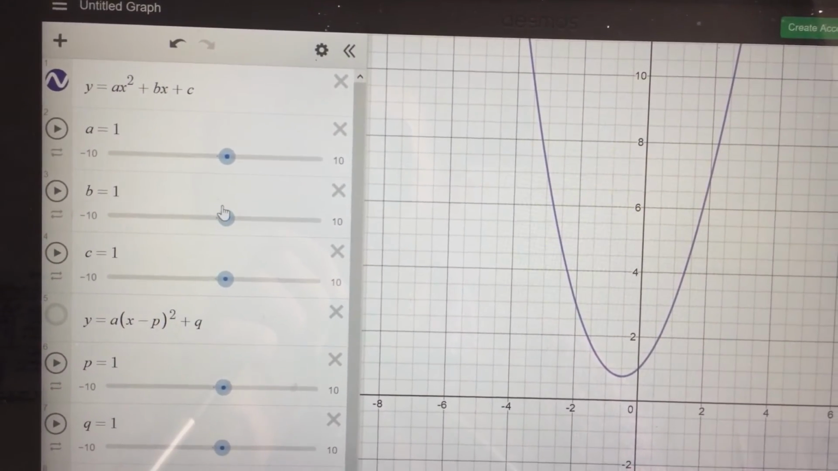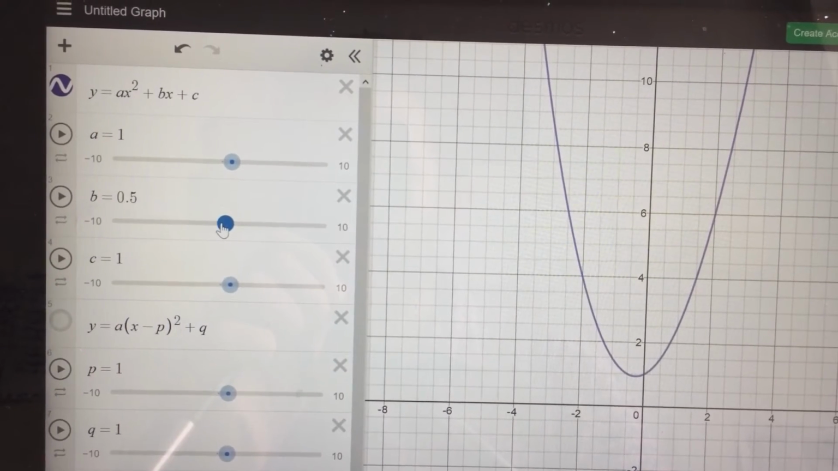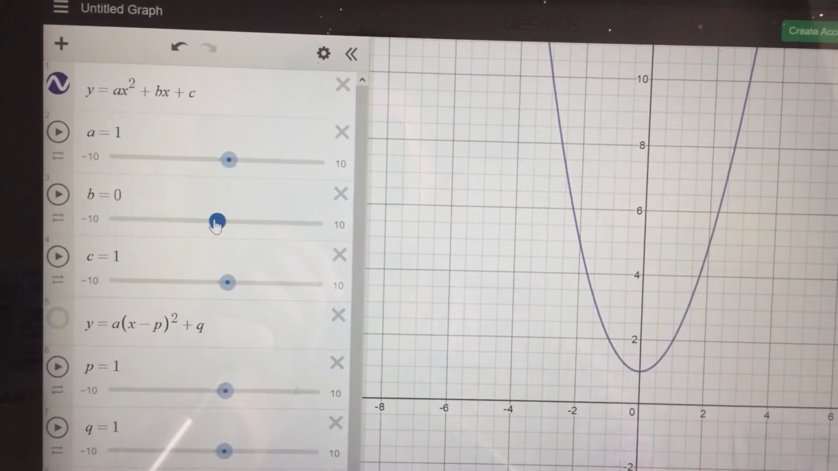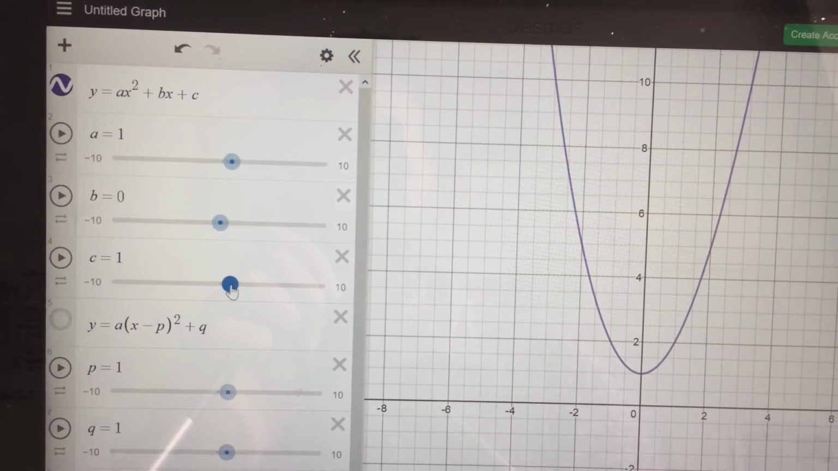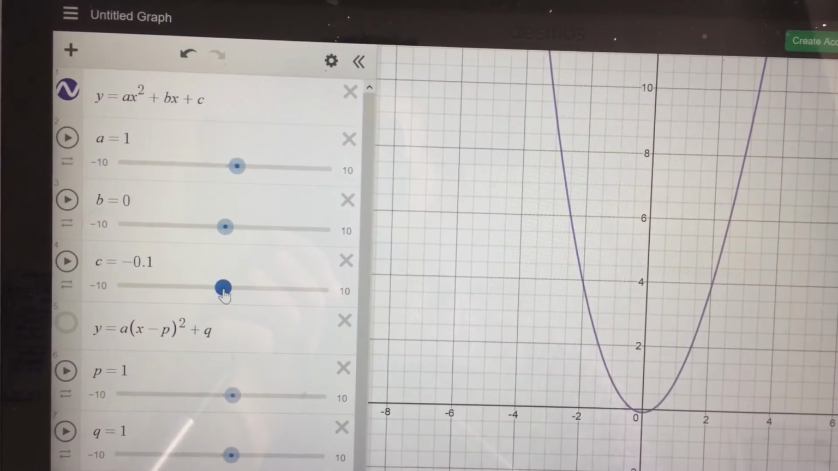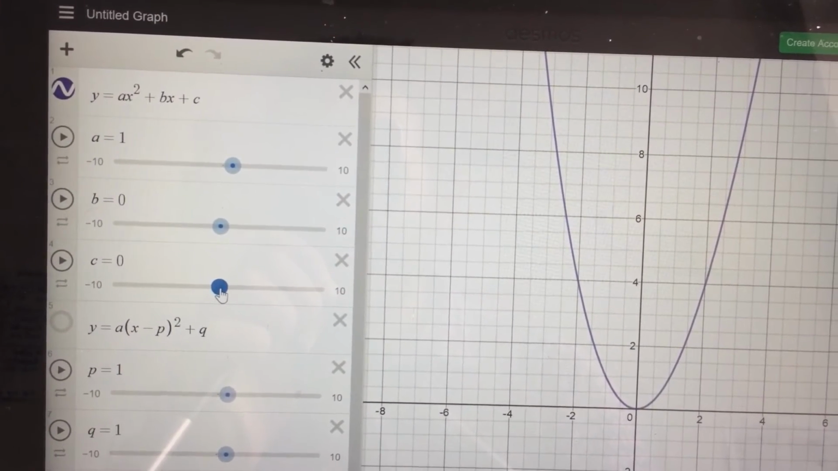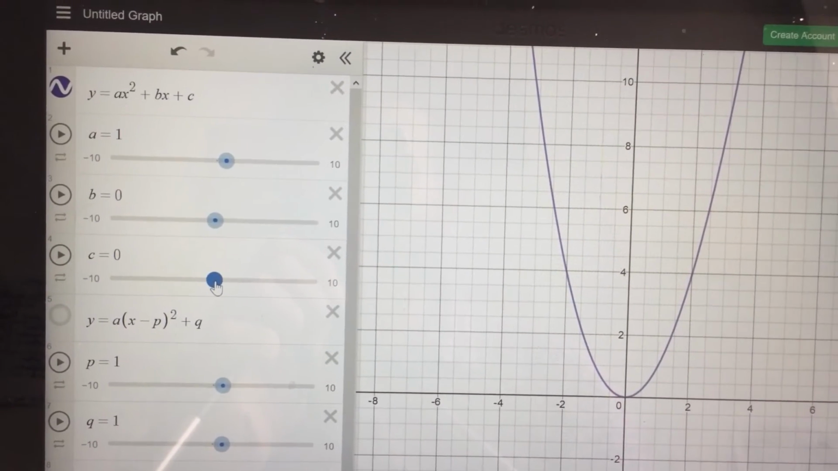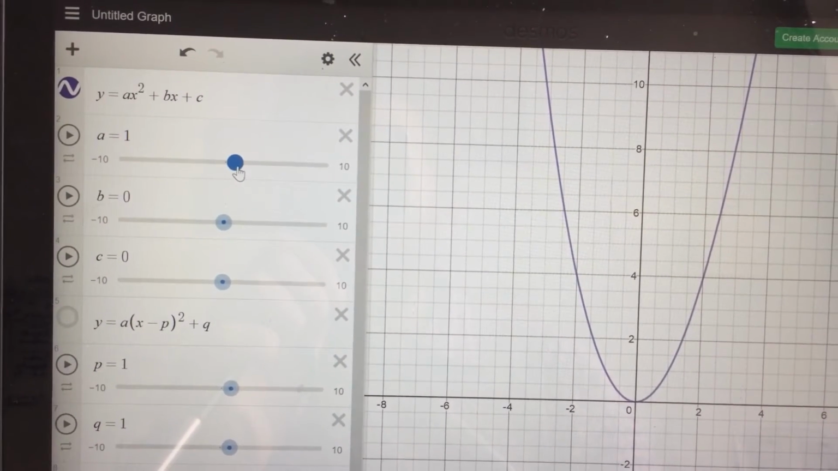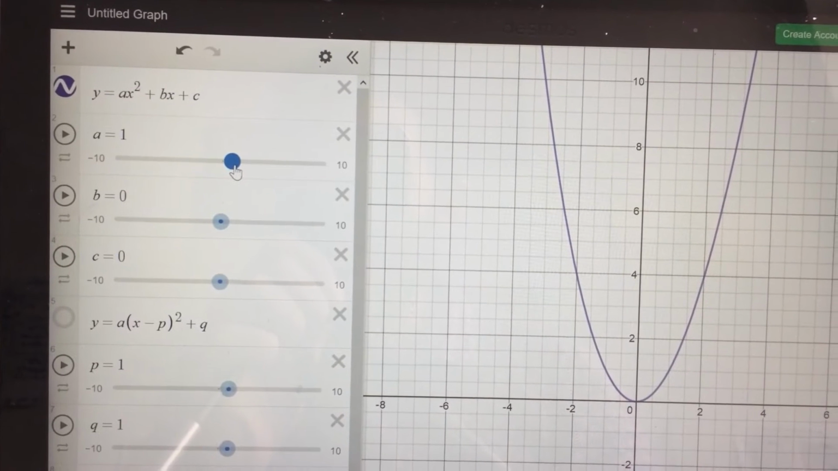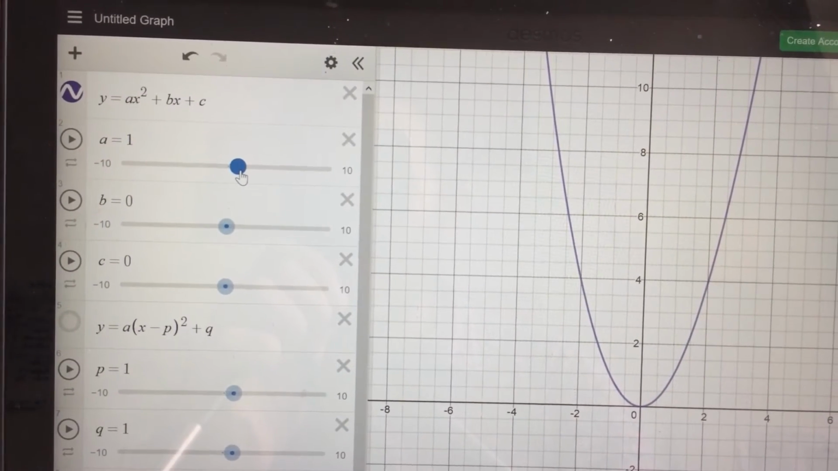But I want to reduce b to 0, so we'll put sliders in there so we can change that, and I want to put that also to 0. So what we're dealing with really now is just y equal to x squared. So let's see what the effect is of changing the coefficient of x squared.